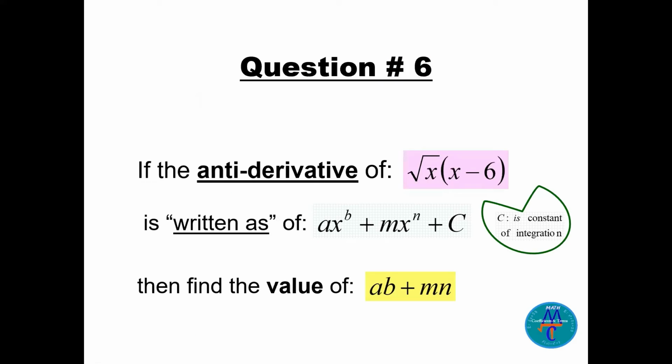Question number 6. If the antiderivative of square root of x times x minus 6 is written as ax to the power b plus mx to the power n plus capital C, C is a constant, find the value of ab plus mn. So first we find the antiderivative of this function. Then we multiply the coefficient with the power, ab plus m times n. We get the value for the answer.